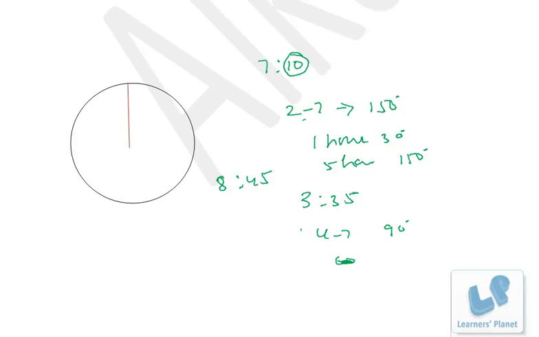So in 25 minutes, 12.5 degrees. So 90 plus 12.5, it's 102.5 degrees at 3:35. Okay.